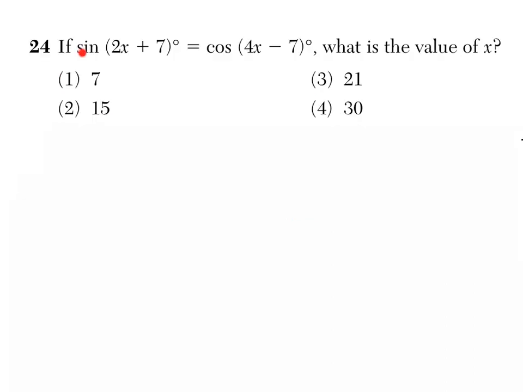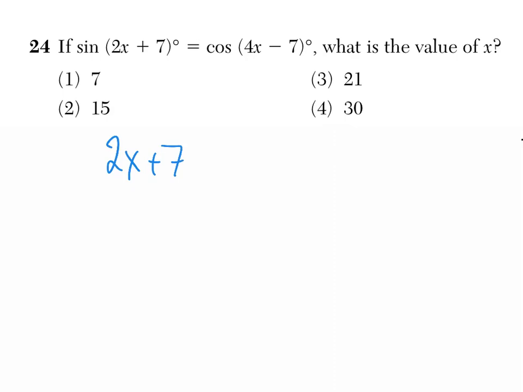Question number 24 says, if sine of 2x plus 7 equals cosine of 4x minus 7, what is the value of x? Well, I know that if we have sine of an angle equals the cosine of an angle, then the sum of these two angles is 90 degrees. It's because they're complementary. So what is that going to look like? If they're complementary, then they add to 90 degrees.